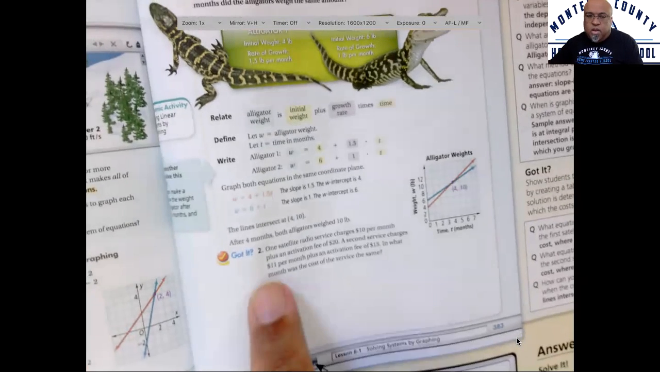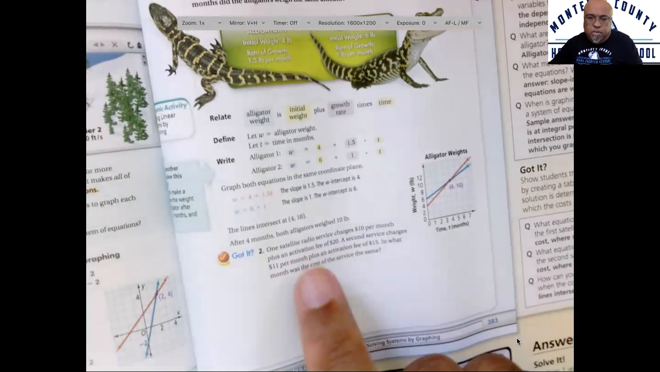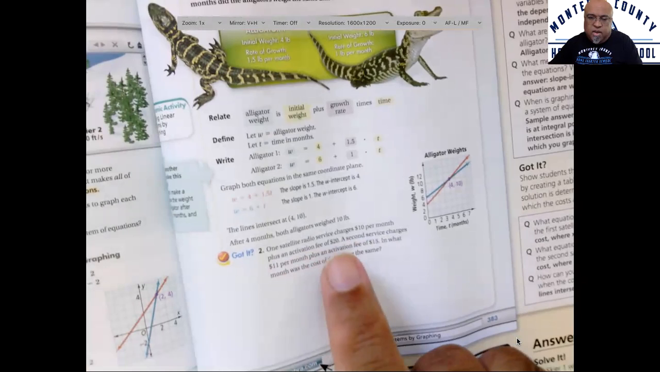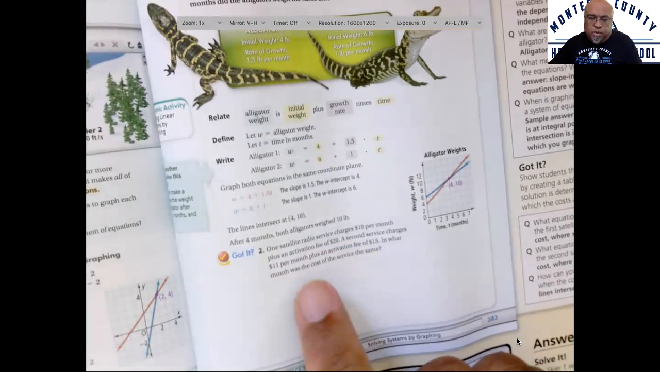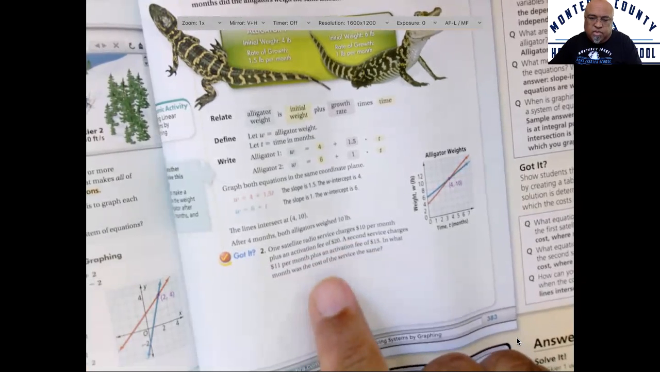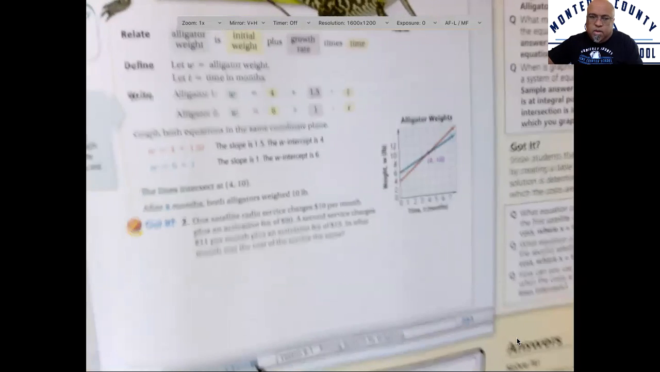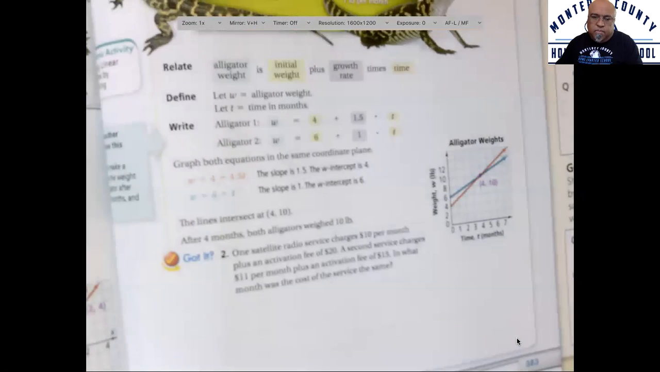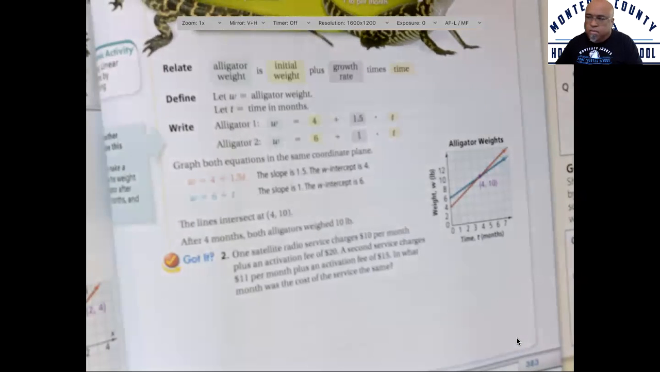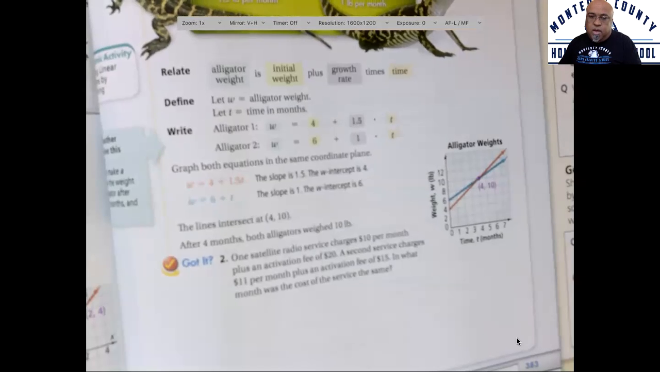Got It 2 says, one satellite radio service charges $10 per month, plus an activation fee of $20. The second service charges $11 per month, plus an activation fee of $15. In what month was the cost of the service the same? Now, I was just going to recommend to you, if you could pause and then write down this problem. It's also in your book on page 383, so you can also pause and go get your book if you want to. Either way, that would be a great time to do that.